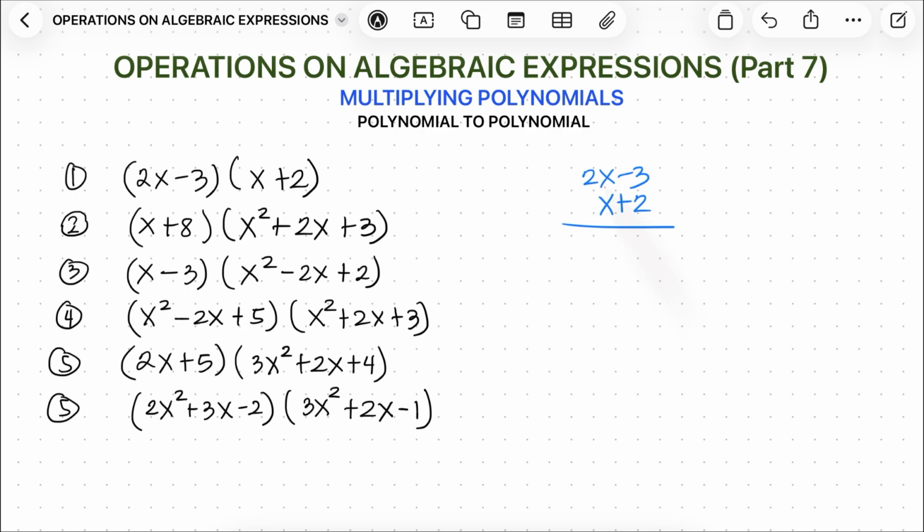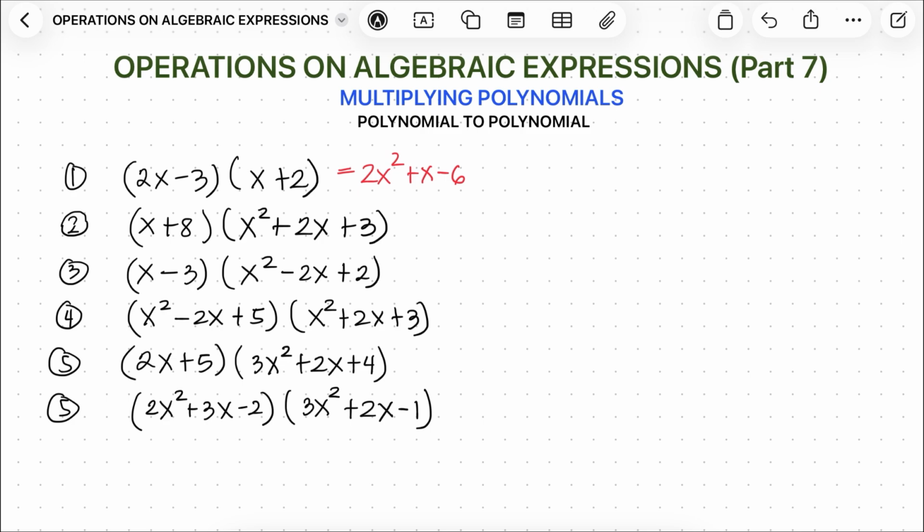Vertical way, so 2x times x, that is 2x squared, and then we have negative 3 times 2, that is negative 6, and then we have x times negative 3, that's negative 3x, and we have 2 times 2x, that is positive 4x. So if you add these two, we will have plus x. So our answer for number 1 would be 2x squared plus x minus 6.